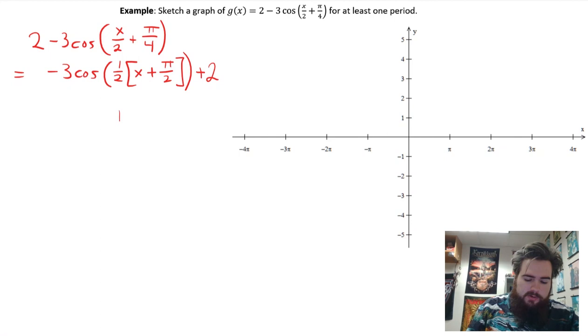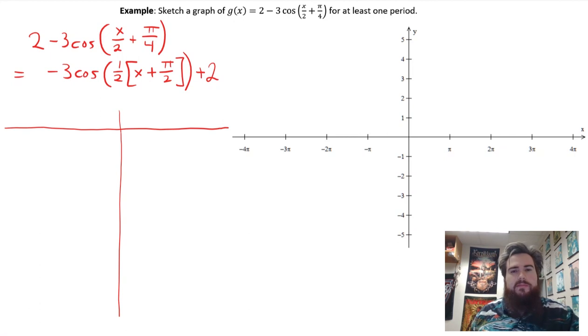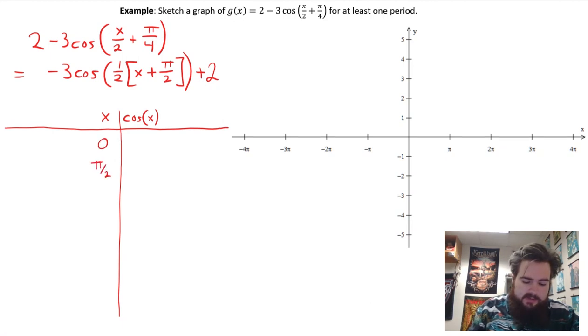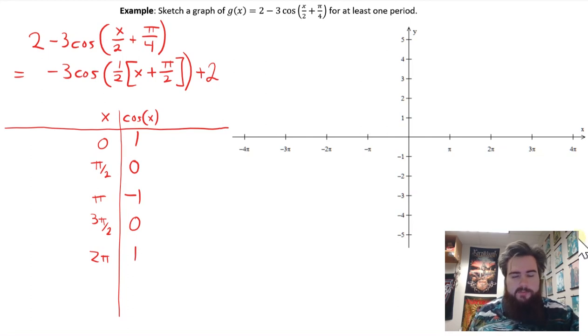From here, though, I'm going to create a t-table and use the t-table method to come up with a graph for this. To start off with the t-table, I'm going to begin with x and values of just cosine of x, not this function, just cosine of x. And I'm going to use the 5 quadrantal angle measures: 0, pi halves, pi, 3 pi halves, and 2 pi. If you plug each of those into cosine, you will get the values 1, 0, -1, 0, and 1.